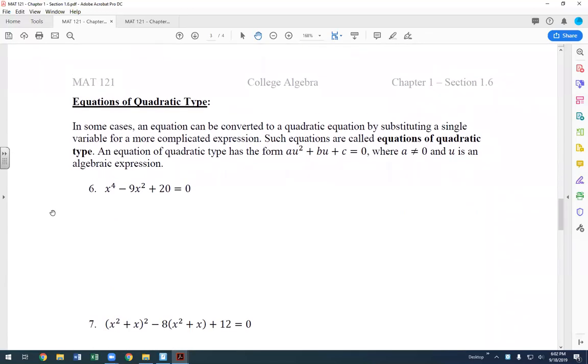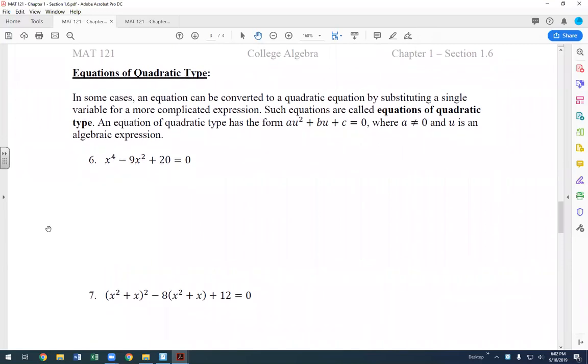Okay, equations of the quadratic type. Now these ones here basically mean, can we take the equation that is given to us and convert it into something that will look like a quadratic equation? And the main reason we are doing that is so that we can use methods for solving a quadratic equation.